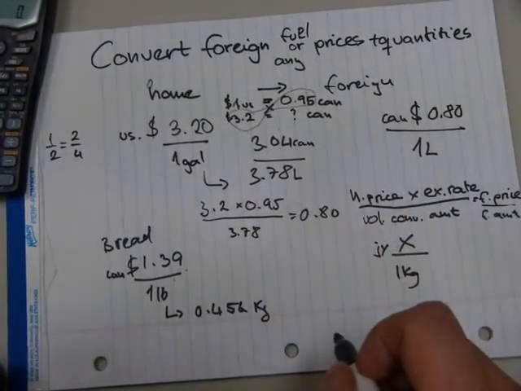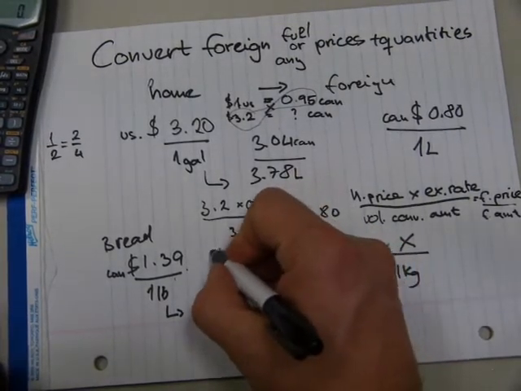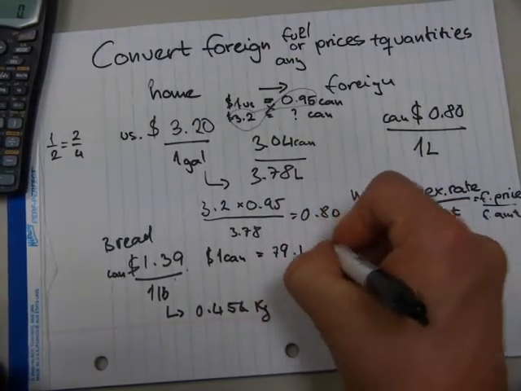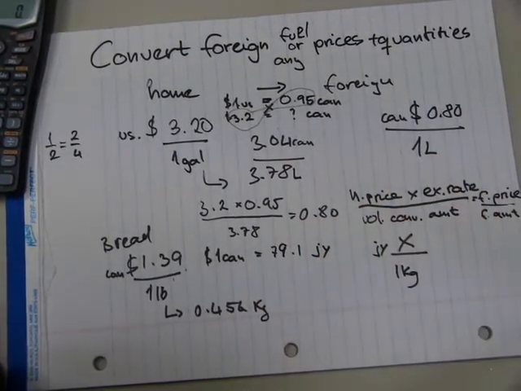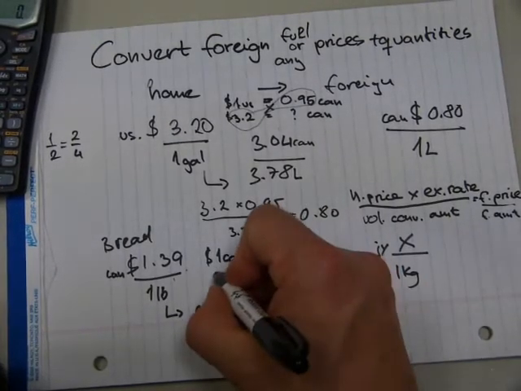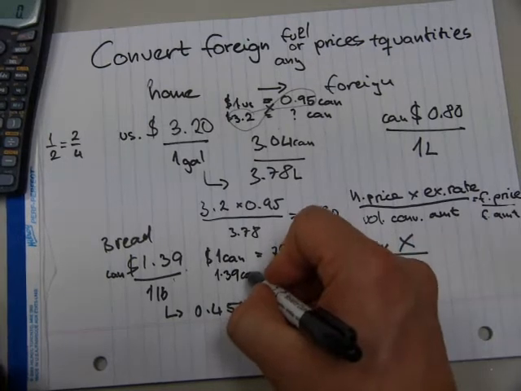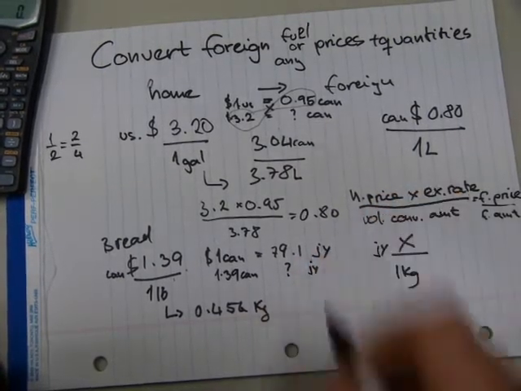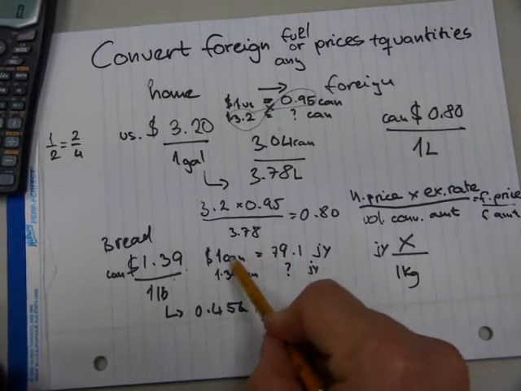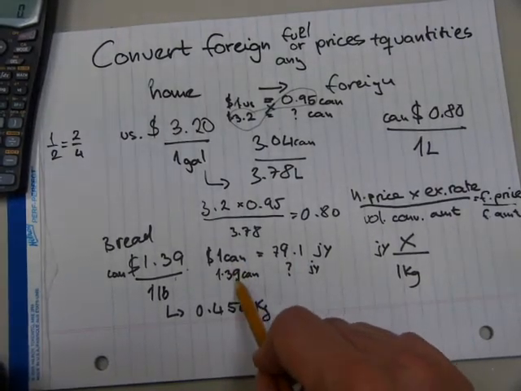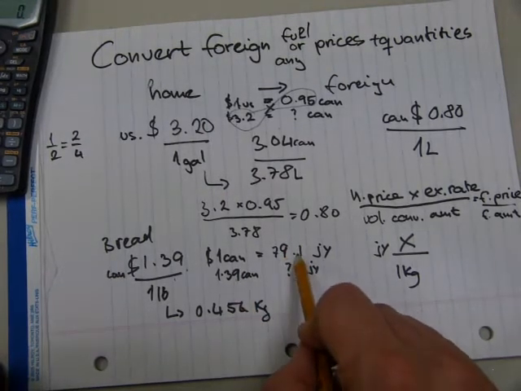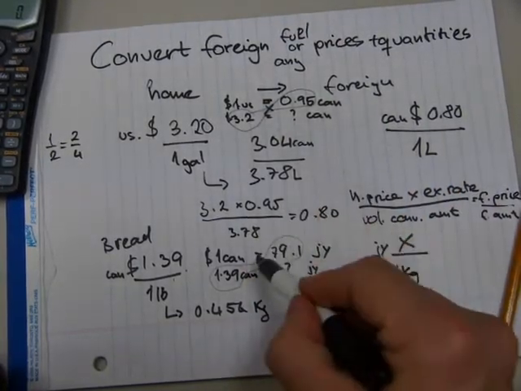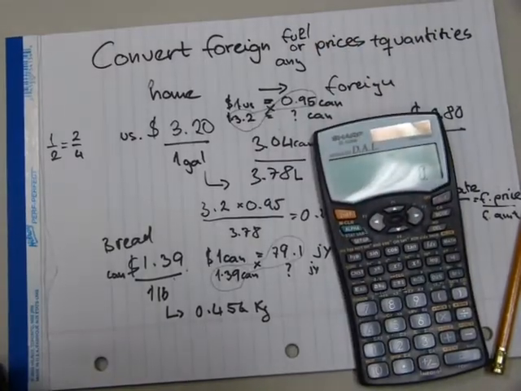We have another currency exchange to do. Say $1 Canadian buys us, I don't know, 79.1 Japanese yen, and if we are spending $1.39 Canadian for that pound of loaf of bread, how much is it gonna be in terms of Japanese yen? Again, the same thing happens. If $1 buys us 79 yen, then $1.39 is gonna buy us 1.39 times as many.